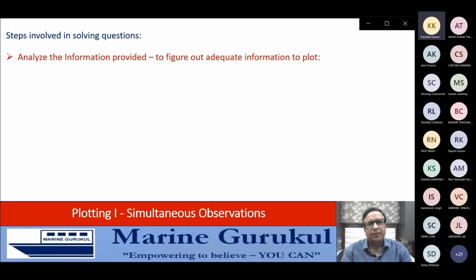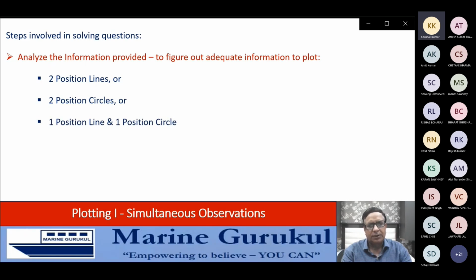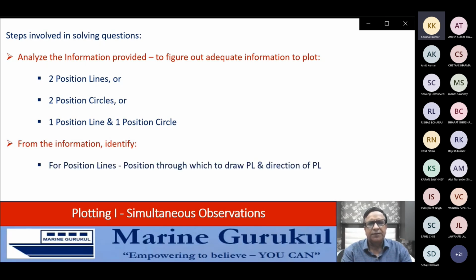First, we'll have to analyze the information that is provided to us to figure out whether it is giving us two position lines, or two position circles, or else maybe one position line and one position circle. Needless to say, as the title of the video suggests, both the observations have to be for the same time, that is simultaneous observations.